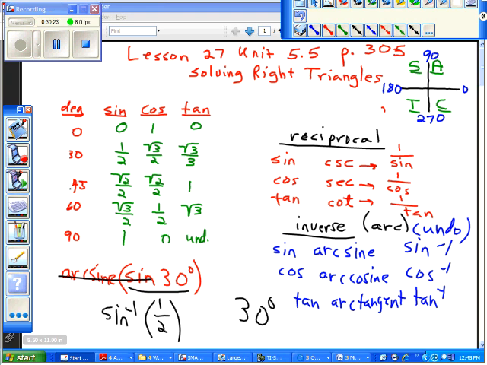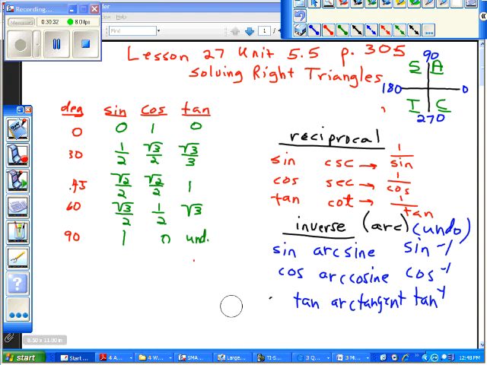You're doing the function of a function. You're undoing the function with its inverse. Okay, so then let's just throw some more stuff out here. Let's say that we wanted tangent negative 1 of negative square root 3.